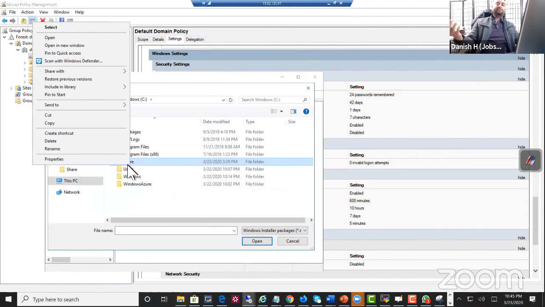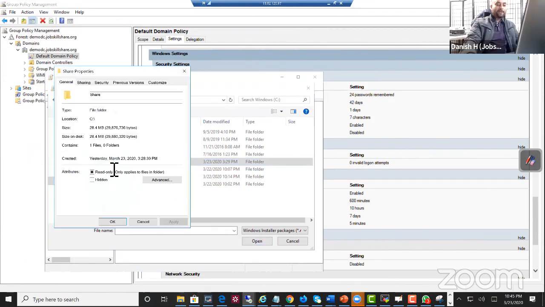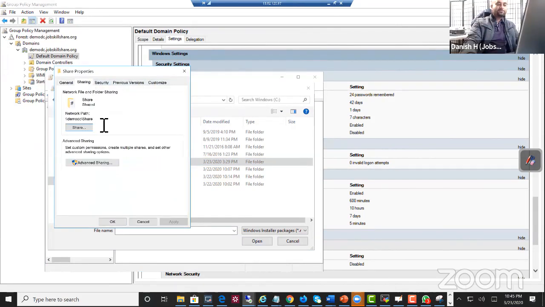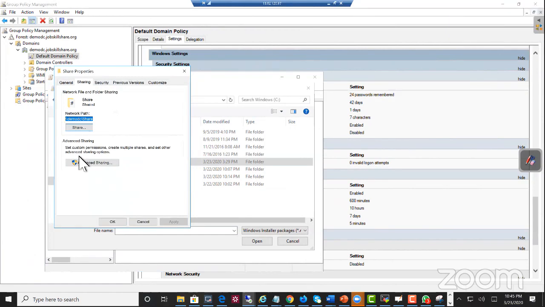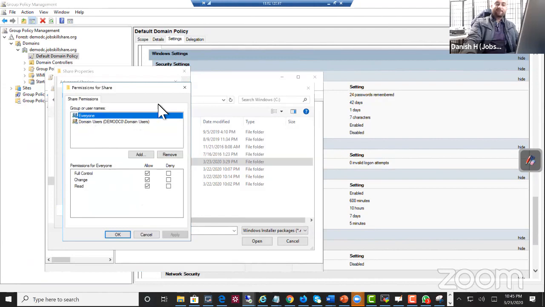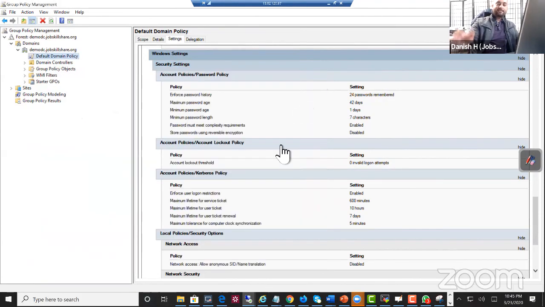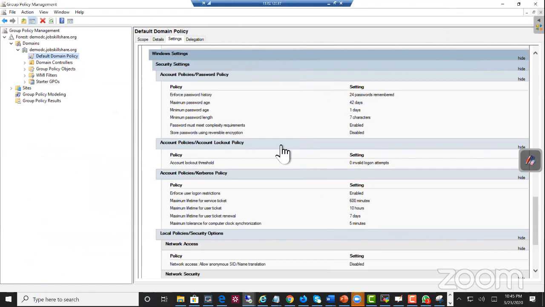Why is this working? Because I already shared it. If you go to the properties and go to sharing, you see it's already shared. And I already gave it the permissions right here. You see, anyone can access this file, so anybody on my laptop.